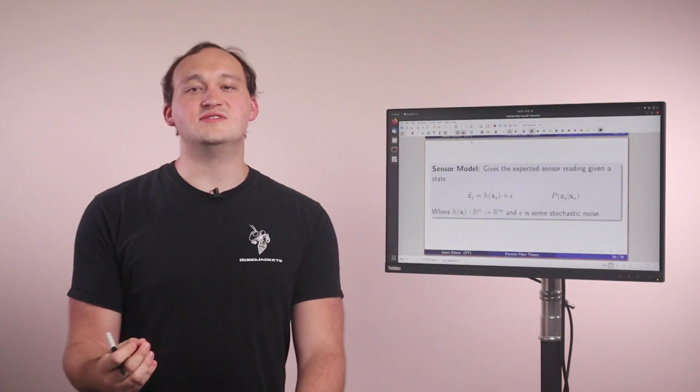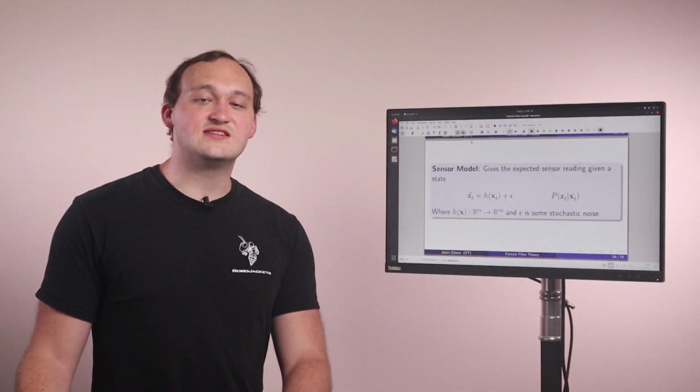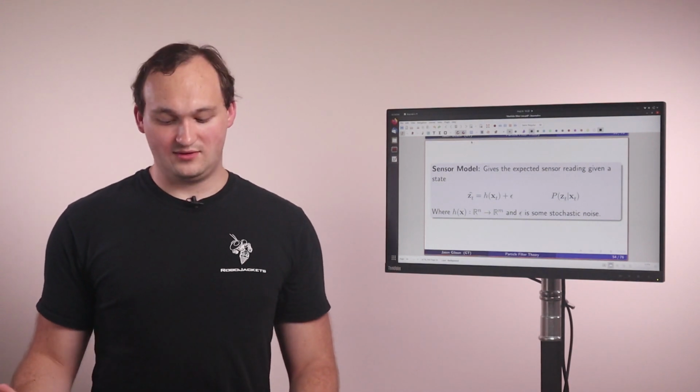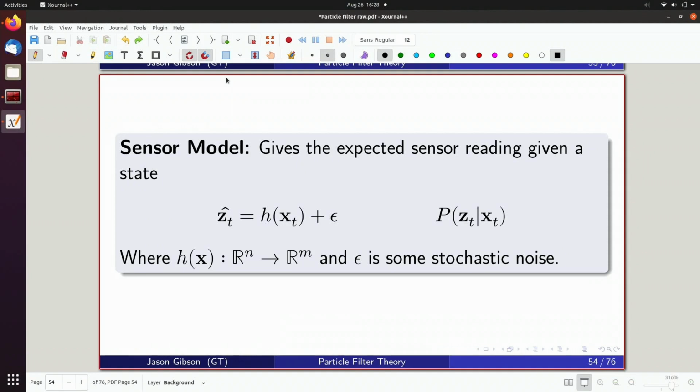The first component of localization is this thing called a sensor model. The sensor model essentially gives us the expected sensor reading. So what should my sensor tell me if I'm at a certain state? And you can frame this in a probabilistic sense. So we have some z hat, because remember it's an estimate, it's not the actual sensor reading, given some function h, which goes from our state x to our sensor reading z, and then you have some noise epsilon.